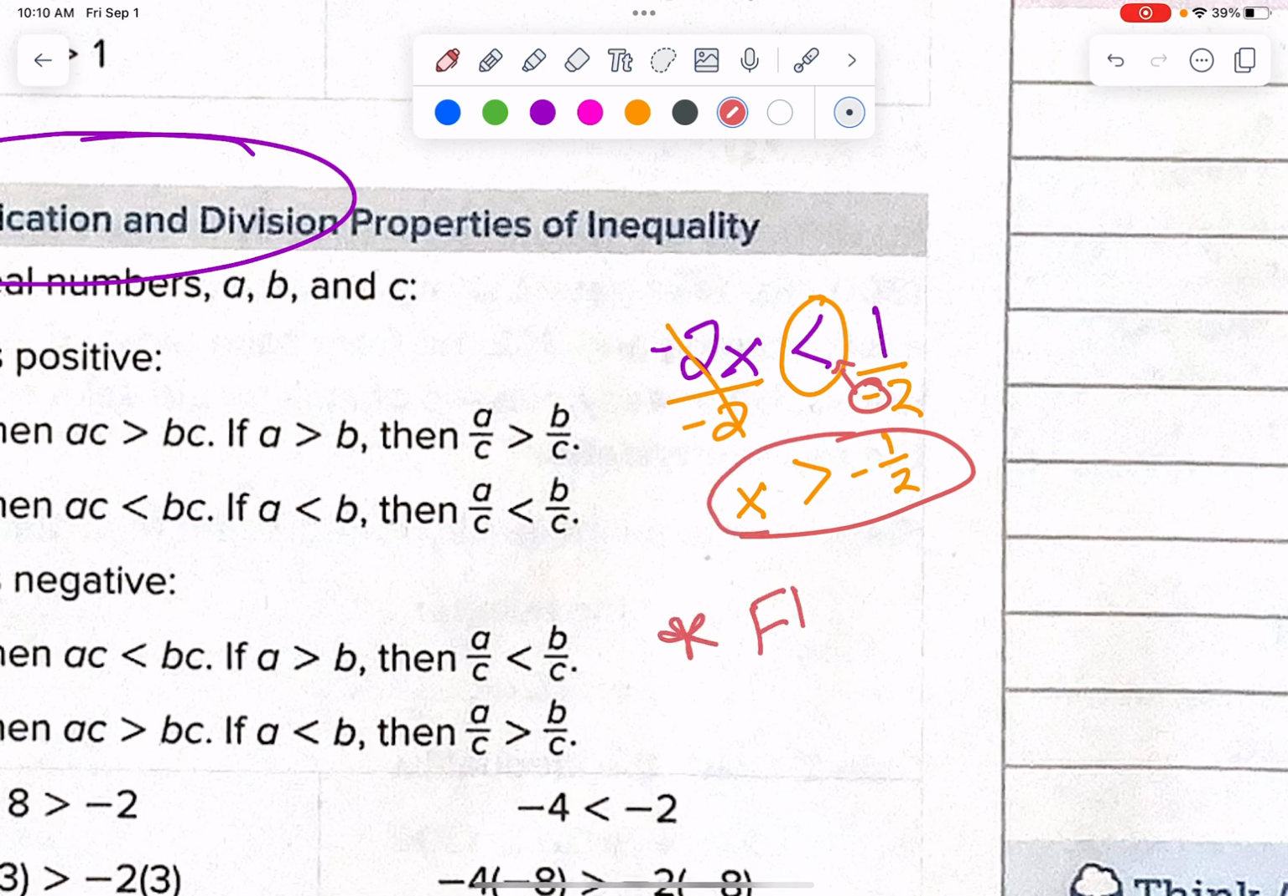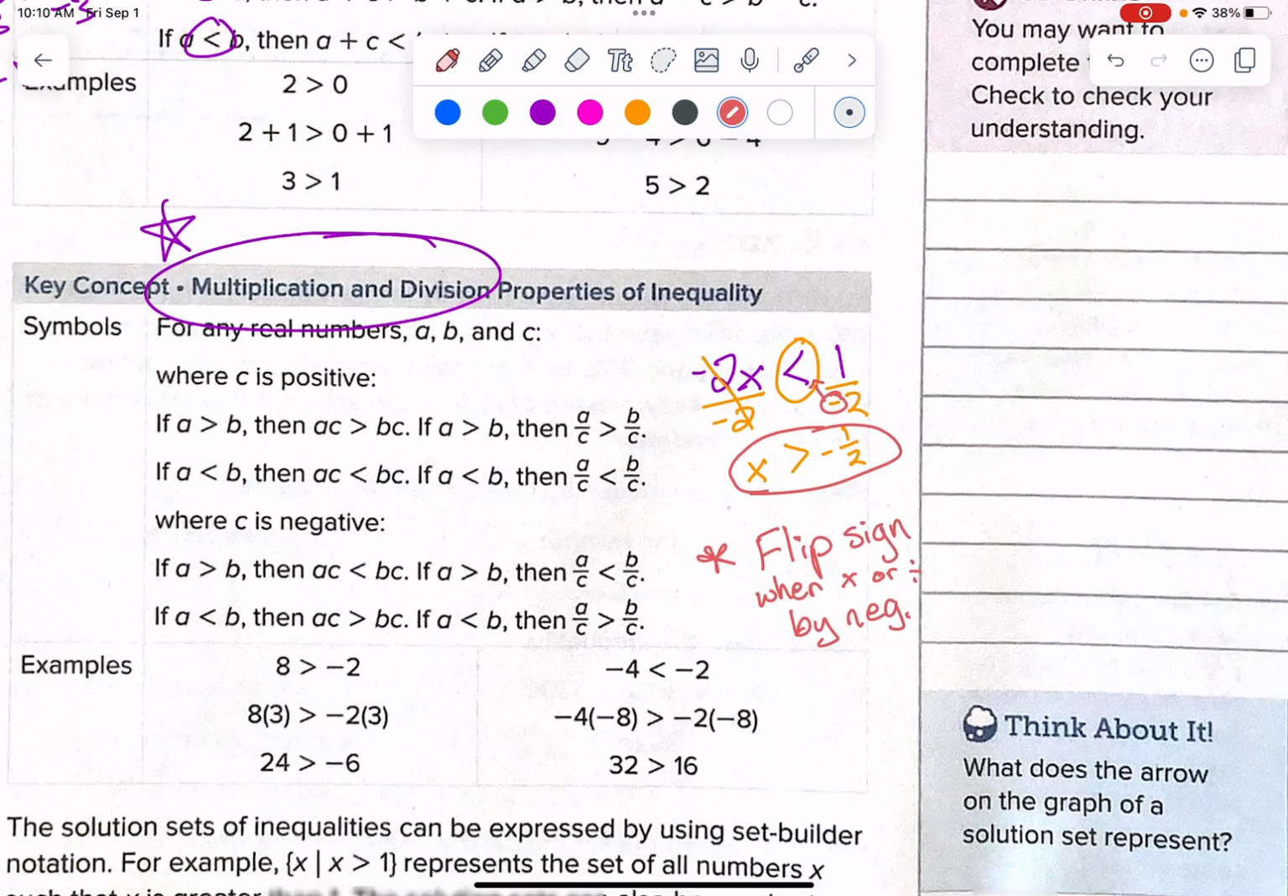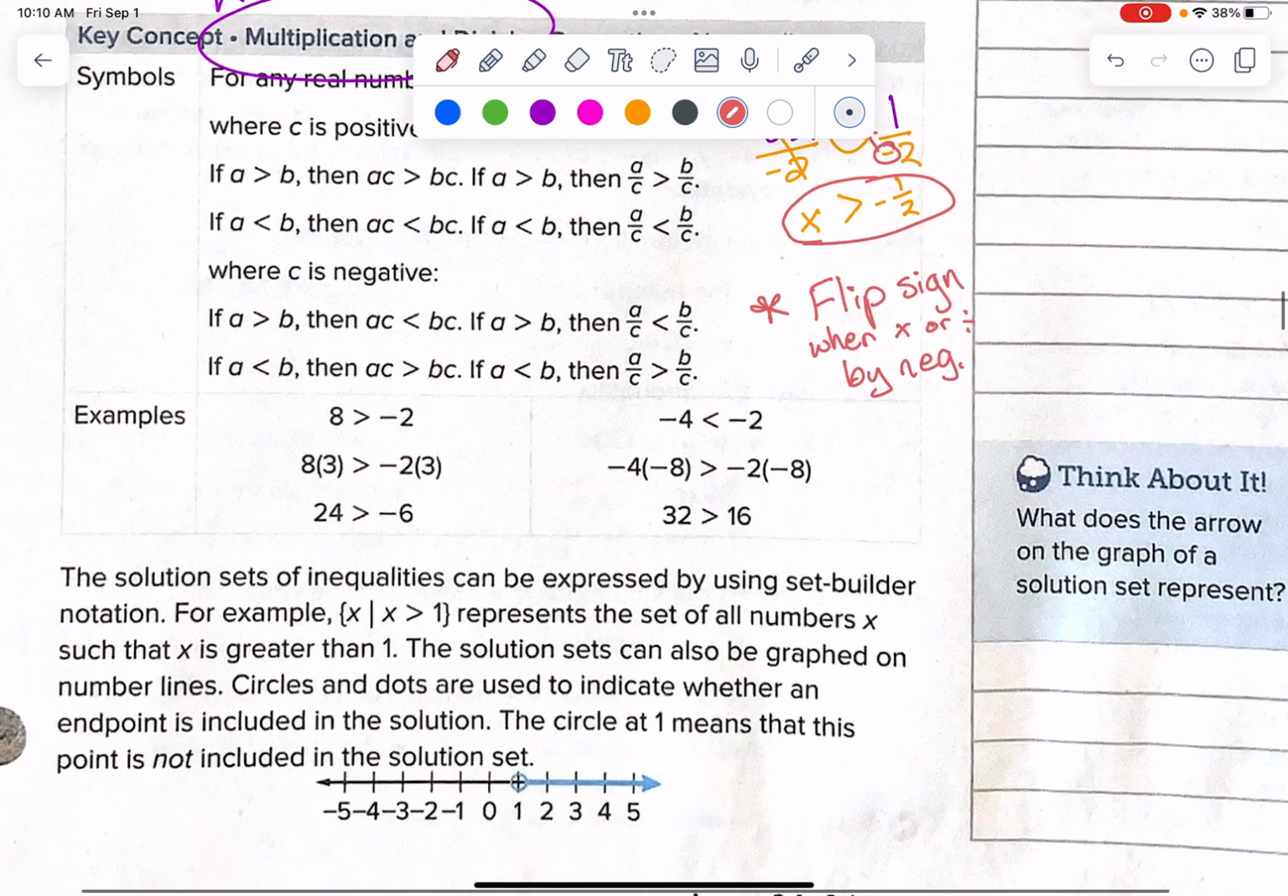So flip the sign when you multiply or divide by a negative. That's what we need to make sure to do, okay? So that's why this box is so big. They're just saying, make sure you flip the sign. All right, let's go down and let's do an example.